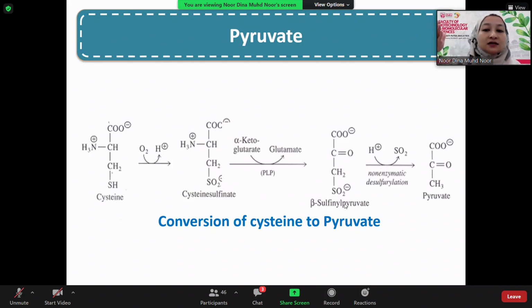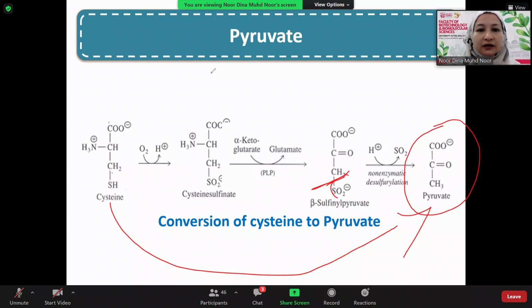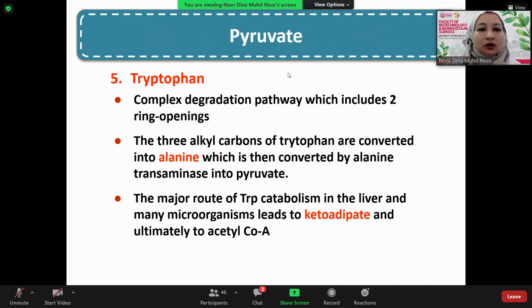So we have the product beta sulfonyl pyruvate here, and later on we cleave the sulfur group from this beta sulfonyl pyruvate. In this case, no enzyme is involved. It's just directly cleaved, and we get the product pyruvate. So this is how cysteine is converted into pyruvate. There are three steps: 1, 2, 3.